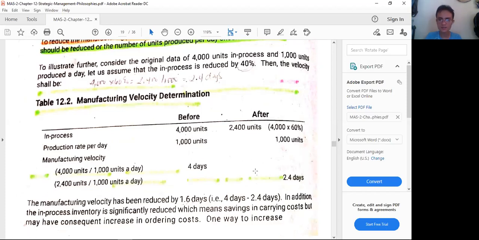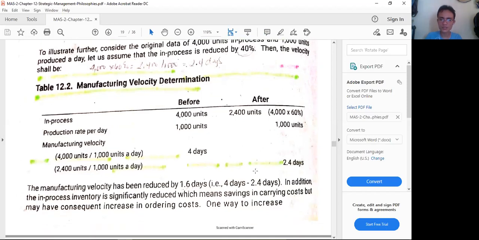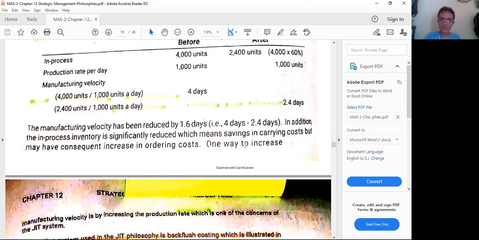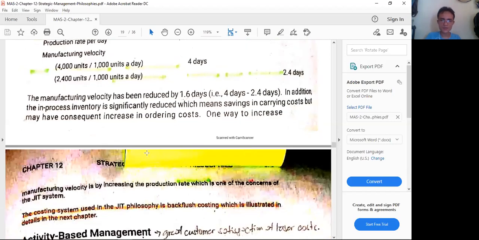So we can notice that there has also been a reduction of 40%. If the reduction is 40%, then the net percentage is 60%. That's 100% minus 40% is 60%. If we multiply 4 days by 60%, that also results in 2.4 days. And that's the net or after manufacturing velocity because of the reduction of the in-process with the JIT implementation. With that, if there has been a reduction of the in-process inventory, then we can save the cost of carrying inventories in our stock room or warehouse.